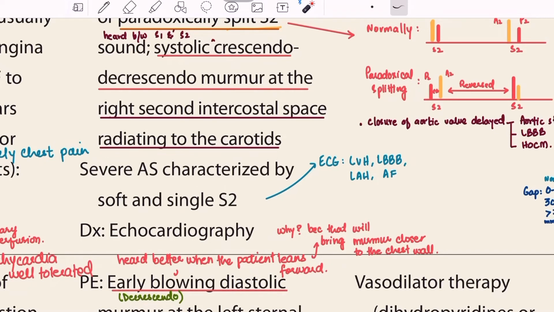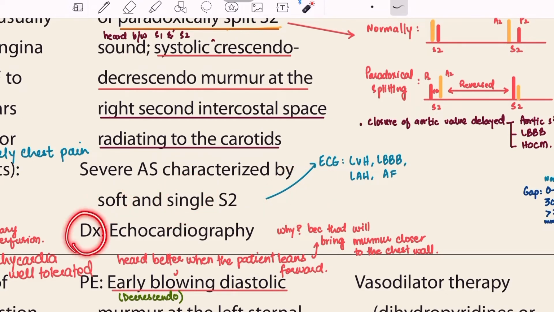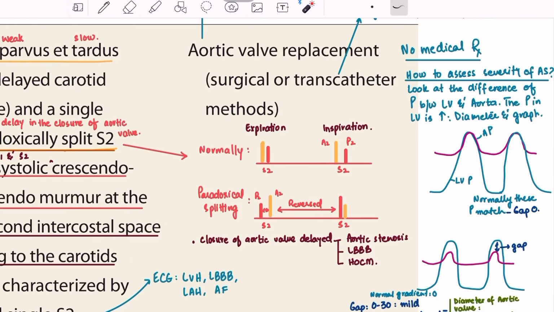Like I told you earlier, if aortic stenosis becomes very severe, there's going to be a soft and single S2, which basically means the aortic valve will make no sound, and the sound that you hear will be for P2, that is the closure of pulmonary valve. The investigation of choice for aortic stenosis is echocardiography, and you can also do ECGs, and in ECGs you will find left ventricular hypertrophy, left atrial hypertrophy, maybe signs of left bundle branch block, and atrial fibrillation signs and symptoms as well. Now, how will you assess the severity of aortic stenosis?